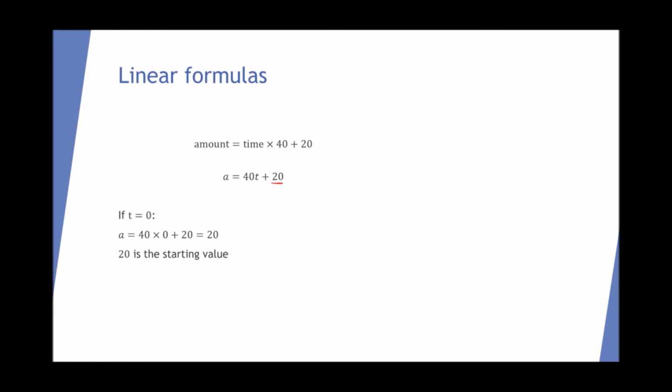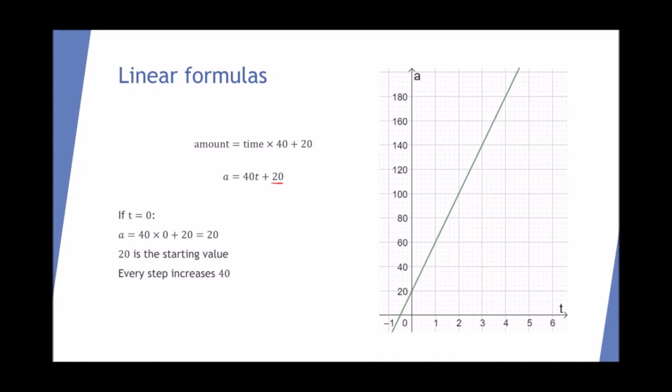And the other number tells us how much it increases per step. That number we had under our tables a moment ago. So in this case, every step it increases 40. If we look at the graph as well, we can see it starts at 20 and every step it goes 40 up. So this is the basic structure of a linear formula. It has a variable that is multiplied by some number and then some other number added or subtracted. In the next video we are going to go deeper into this and look at this structure.